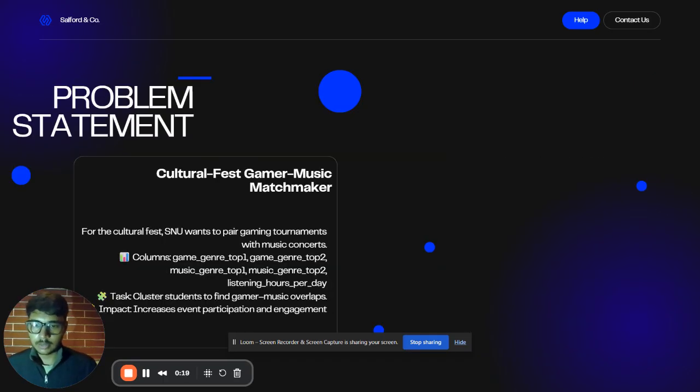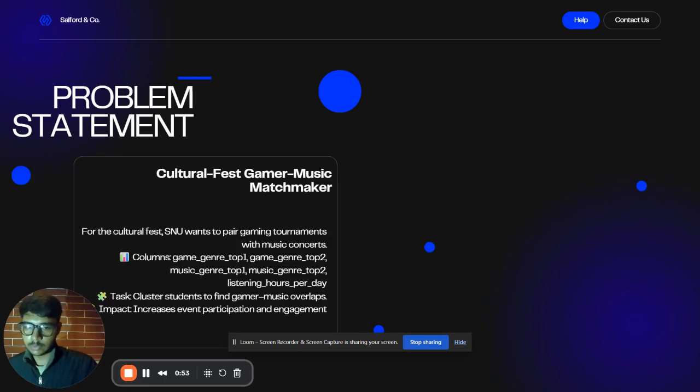So we had been given the problem statement, which consists of the cultural fest gamer music matchmaker. We were given a cultural fest which is being held at SNU, and we had to pair the gaming tournaments with the music concerts. We had three columns of the best gaming genres, listing top one, top two, and similarly we had the music genres, top one and top two. So we had to cluster students to find gamer music overlaps.